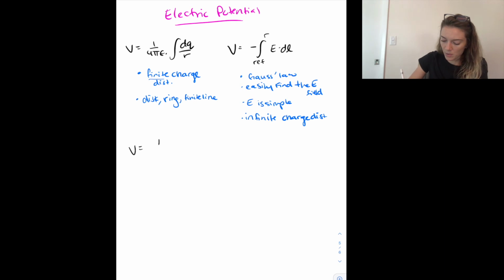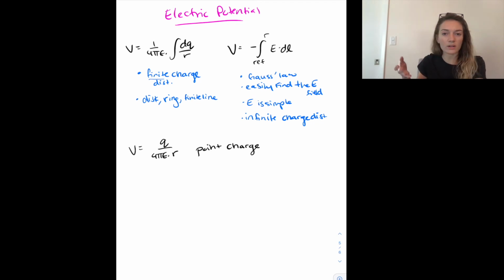Okay, and then some common potentials. As I said before, we have the potential of a point charge, or a charged sphere when you're outside that sphere. Then the other one that we use the most is the potential in between the plates of a capacitor, where d is the distance between those plates. And those are really our two most common potentials that we use.